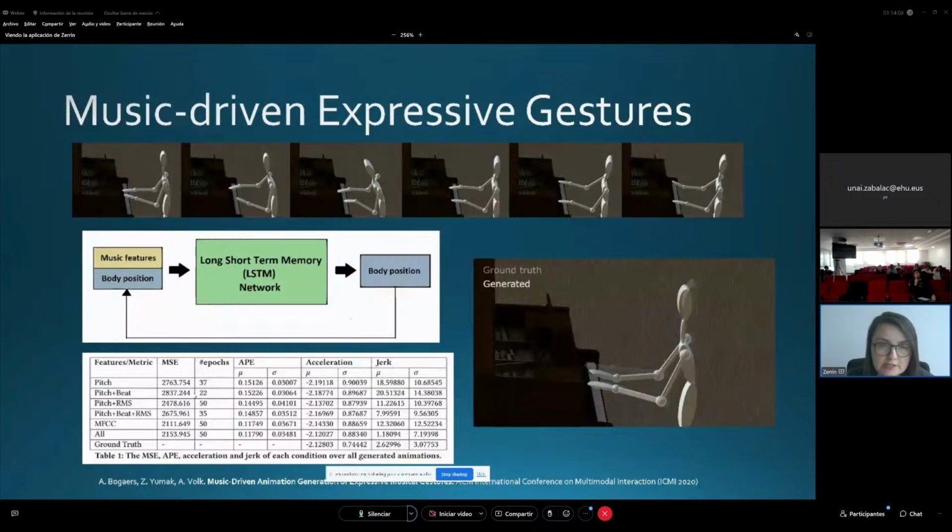This is from 2020. We didn't try transformers or more advanced methods at that time. As an input, we were feeding in musical features and body position, and it was generating again the full upper body position. We looked into different types of metrics such as pitch and beat, MFCCs, etc., to compare all these input features and find out which features work better, looking at metrics such as average positional error, acceleration, and jerk, which is the derivative of acceleration, an indication of how smooth the animation is.